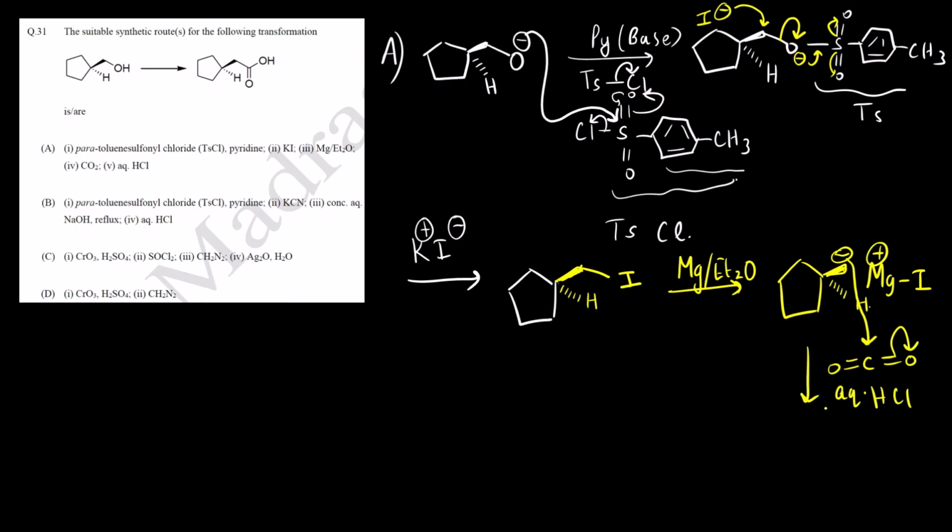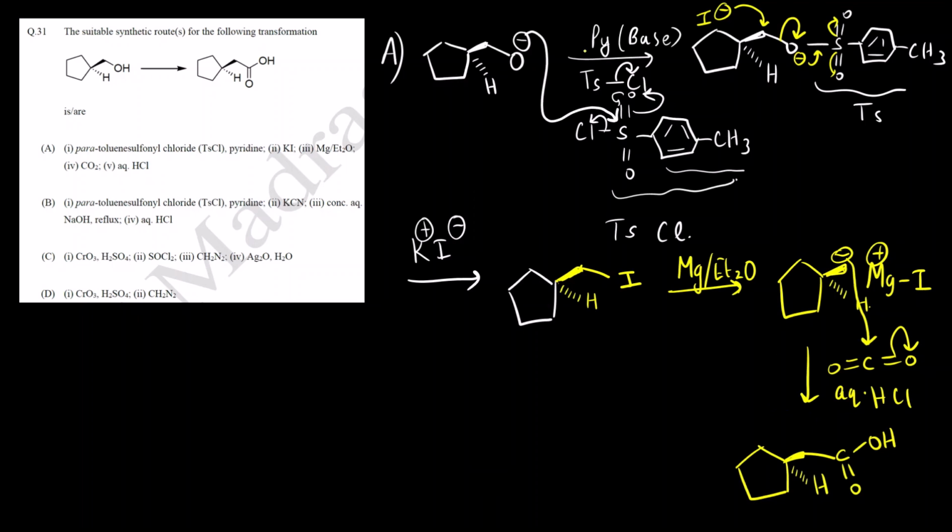what you will get is a carboxylic acid. CH2, C double bond O minus. This will pick up H plus from HCl, and after workup it will become OH. And below the plane we have hydrogen. So you can see we have got this product.